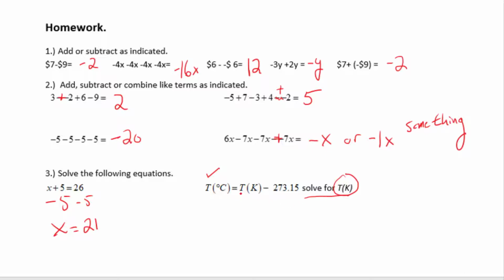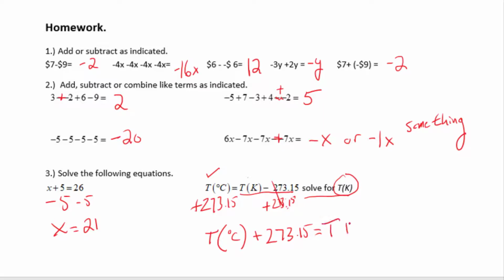So the way you would do it is look here, and this negative 273.15 needs to go to get this by itself. So I'm going to add 273.15 to both sides. So now I'm going to have the temperature, actually it's degrees Celsius, plus 273.15 equals, now this is by itself because they cancel, T sub K. And actually that's temperature in Kelvin.